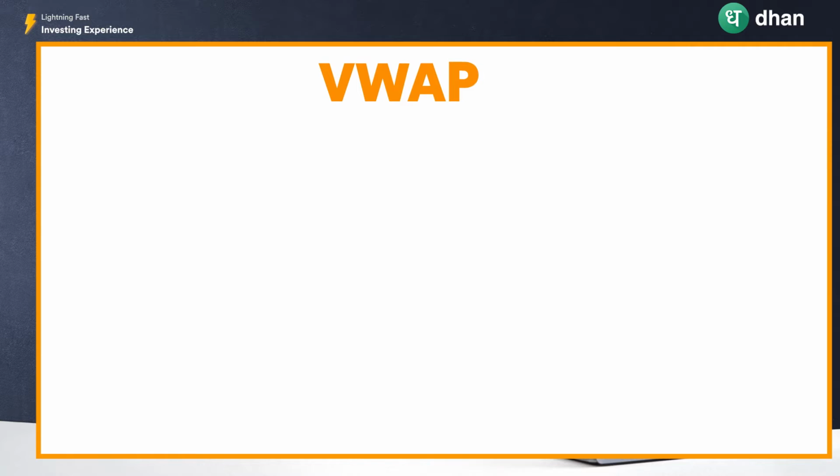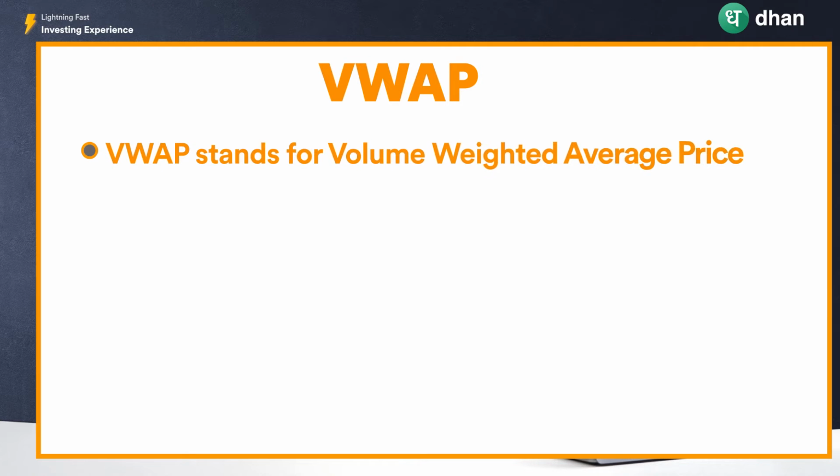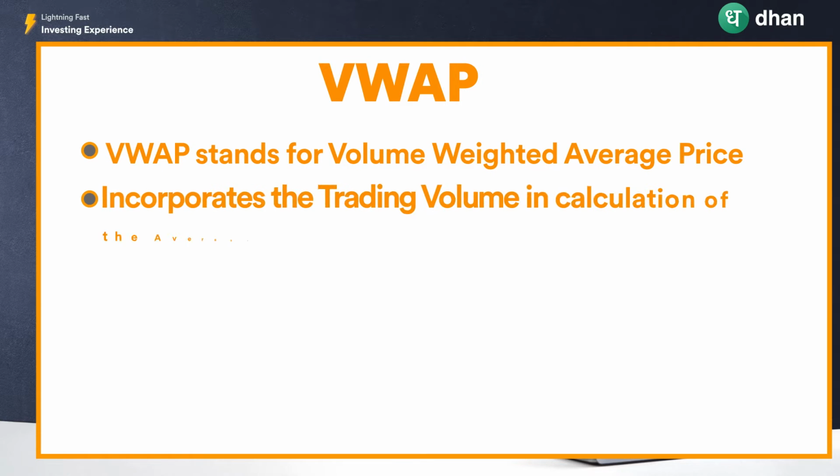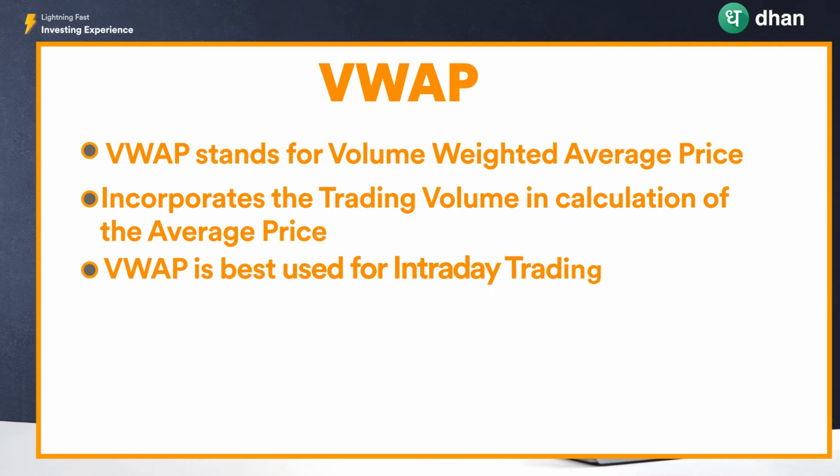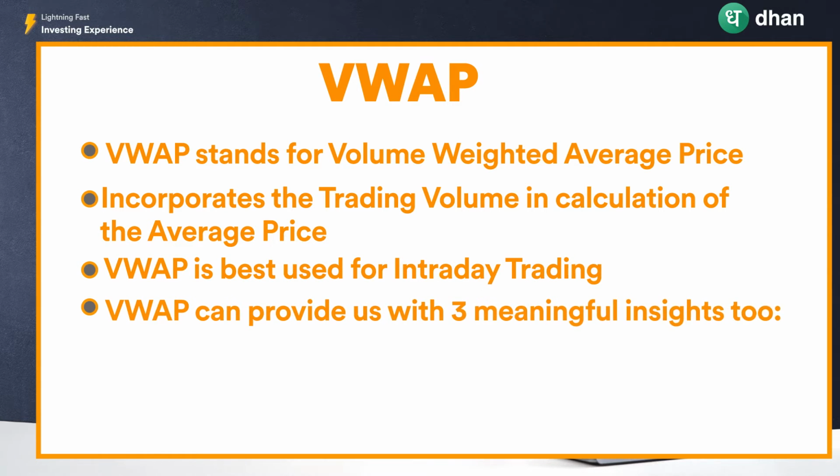Now VWAP typically is used widely for intraday trading when compared to positional trading. So we'll keep the focus on intraday trading alone, and the examples that we'll be seeing would be on a shorter time frame chart. As you are able to see on my screen, VWAP stands for the volume weighted average price and incorporates the trading volume in the calculation of the average price. It is best used for intraday trading and it provides us with three meaningful insights.